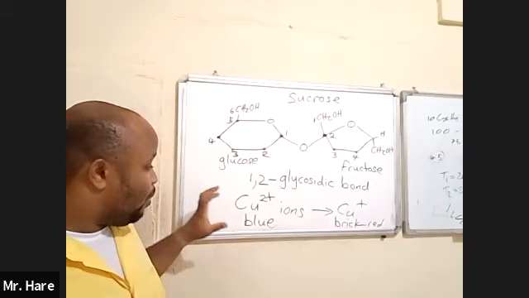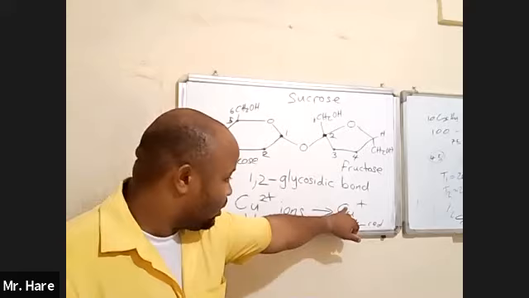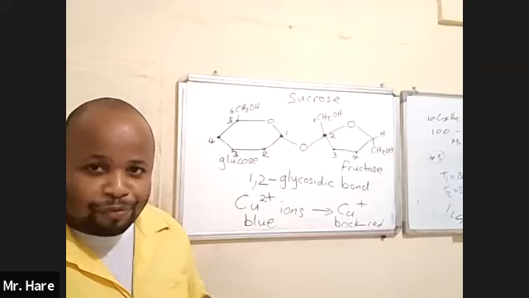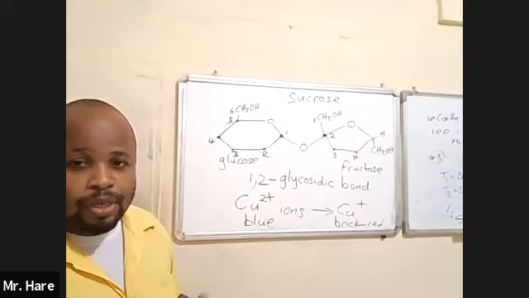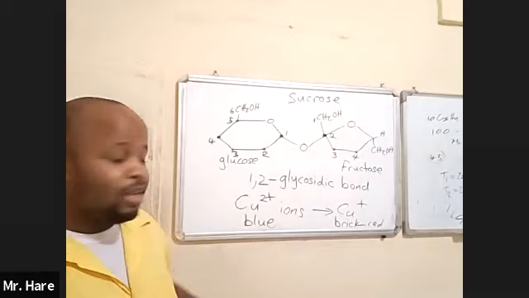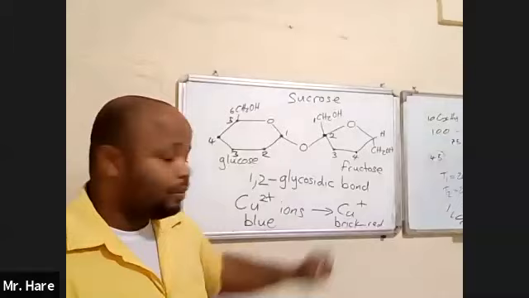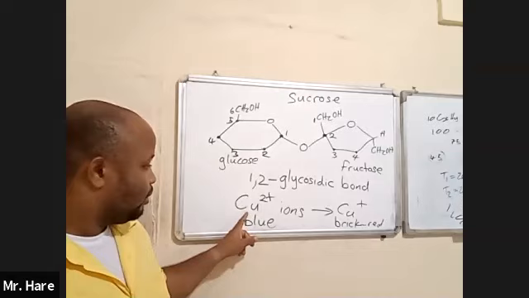If the copper 2 ions are reduced from 2 plus to 1 plus, then the solution can no longer appear blue, because there are no copper 2 plus ions present anymore. In Benedict's test, you go from blue to a brick red color because the copper 2 ions are being reduced to copper 1 plus. Okay, sir, so you're saying that the copper 2 plus is being reduced by the presence of the sugar.